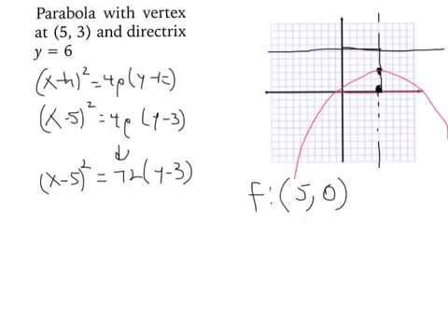Okay, hope that helped. So here's our equation, x minus 5, quantity squared equals negative 12 times y minus 3. Good luck.